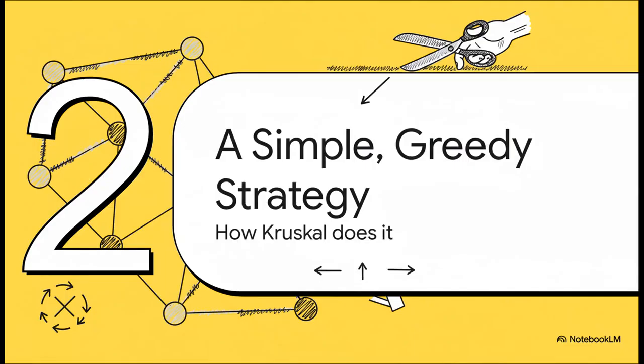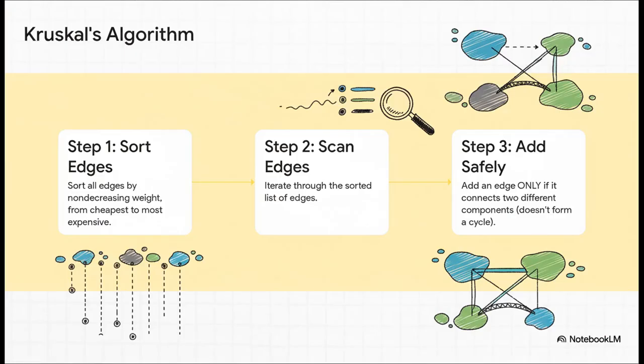So the big question is, how do we actually find this thing? You might be thinking it's got to be some super complicated process, looking 10 steps ahead, but nope. Kruskal's algorithm uses an approach that's so simple it's almost deceptive. It's called a greedy strategy. The strategy is beautifully simple.